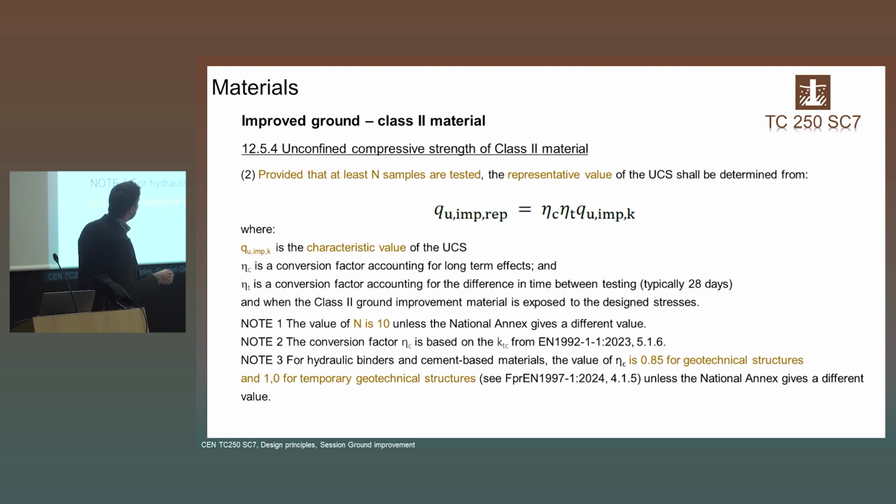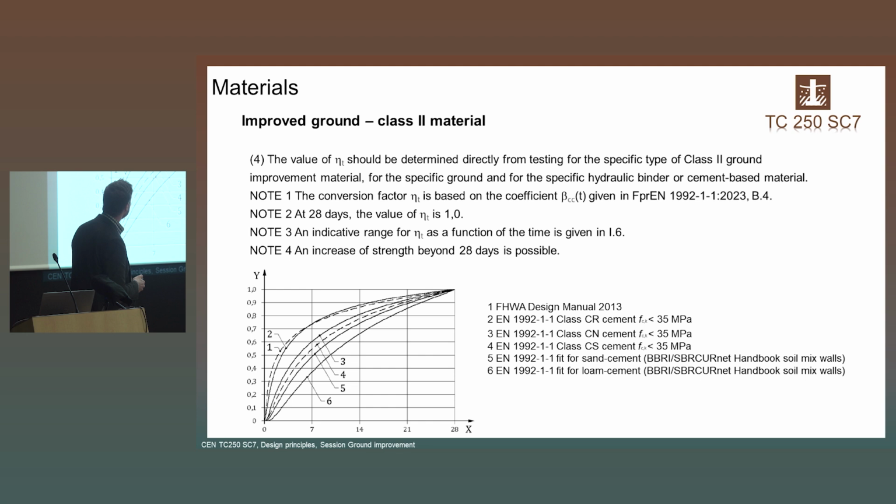Thus, afterwards, you also have this eta T factor accounting for the difference in time between the testing, typically 4 weeks after execution, and when the class 2 ground improvement material is exposed to the design stress in the field. The value of this eta T should be based on testing, because it is also possible to have a higher value than 1 for this eta T.